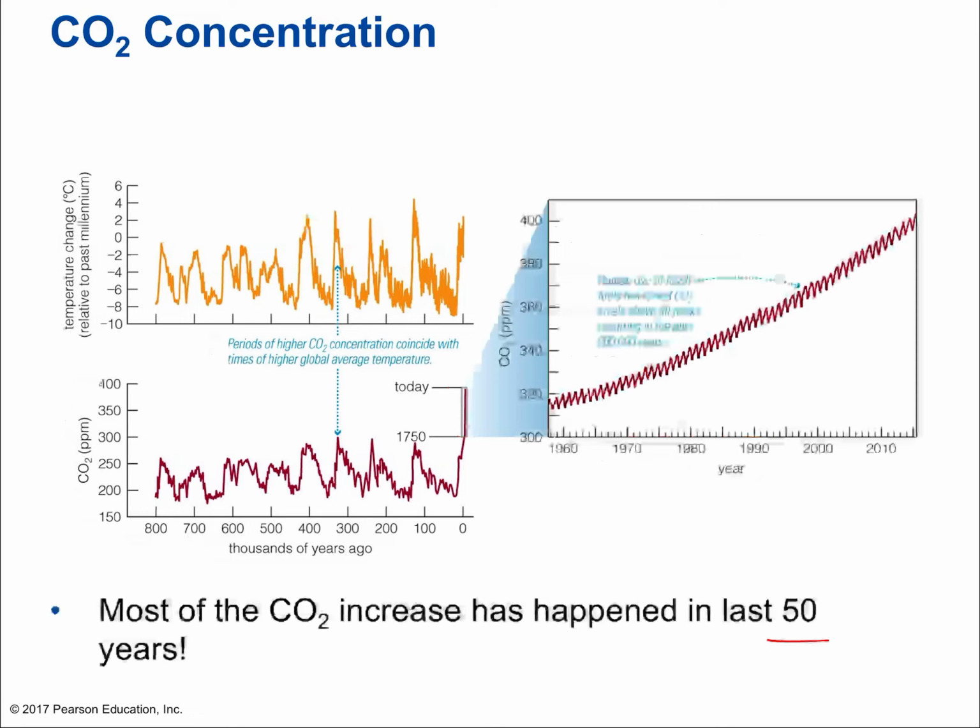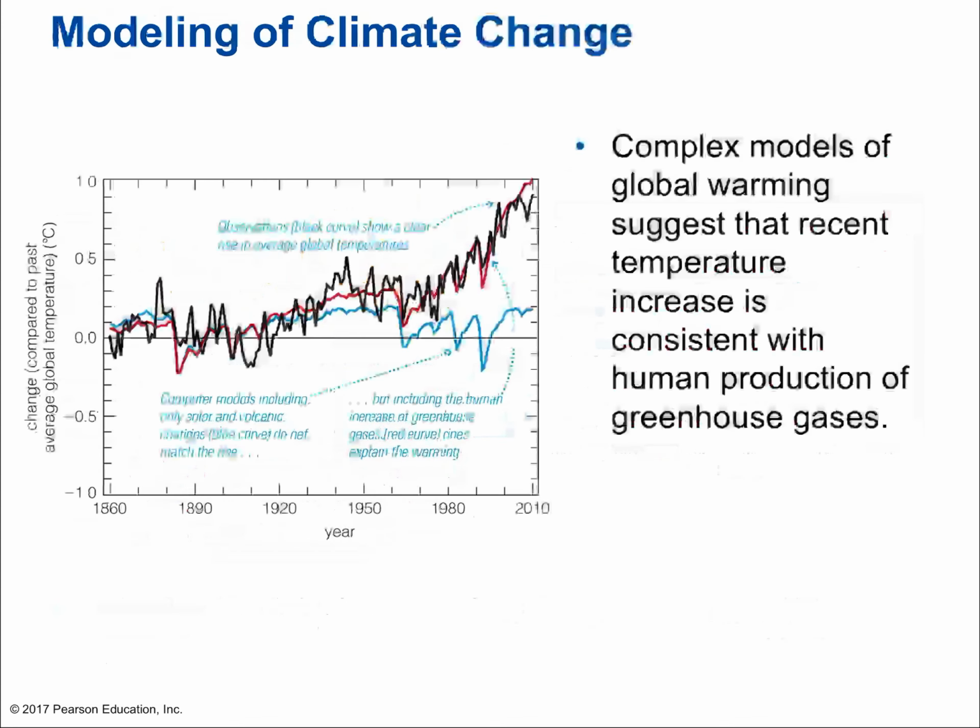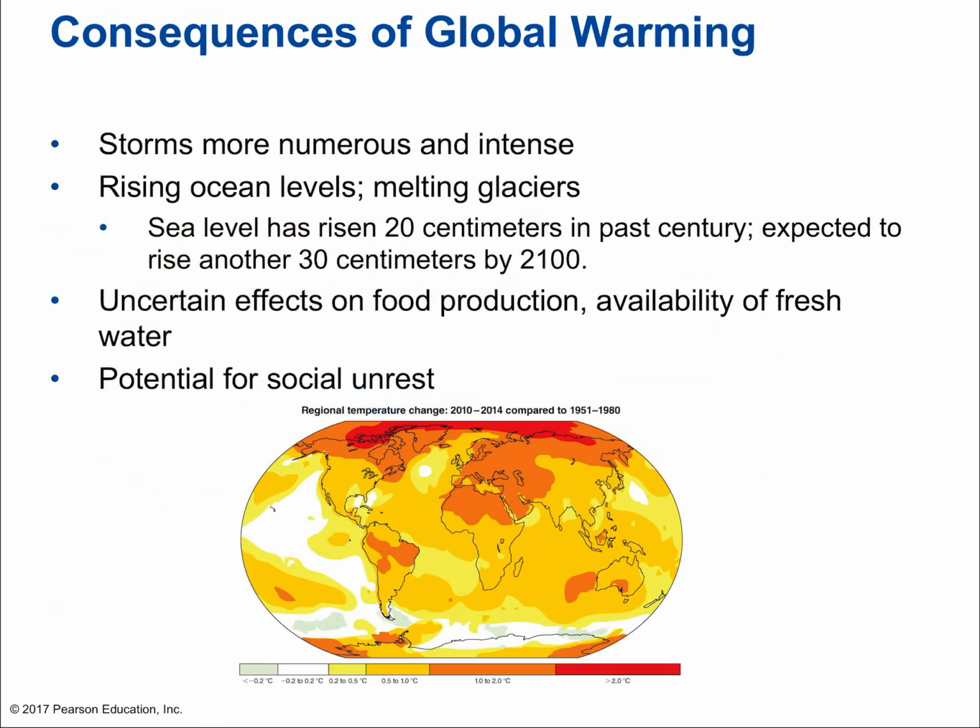more precipitation, more extreme storms. Complex models of global warming suggest that recent temperature increase is consistent with human production of greenhouse gases. So what's going to happen? Storms more numerous and intense, rising ocean levels, melting glaciers.